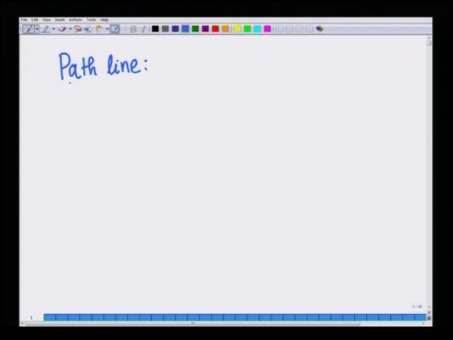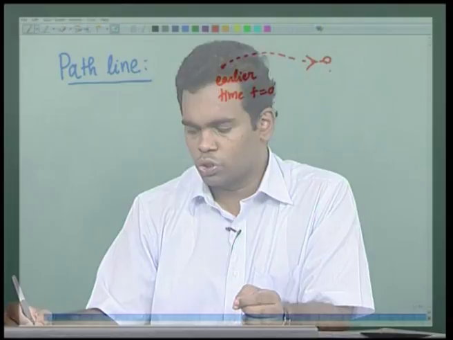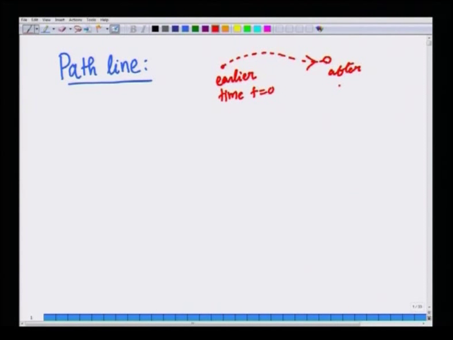A path line is essentially obtained by marking a point in the fluid with a dye, and assuming that the dye does not diffuse within the time scales of interest to us, we can locate the trajectory of the dye as the fluid moves. This is the earlier time, t equals 0, and in general, because of fluid flow, this dye point, which essentially marks a fluid particle, may move to another position after a time t. So, this is the path line.